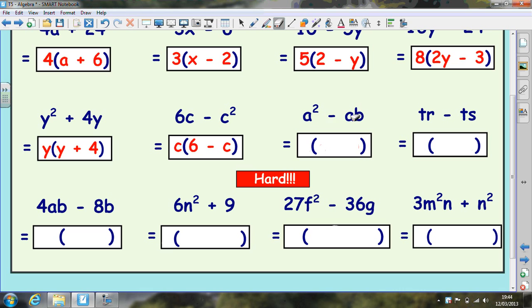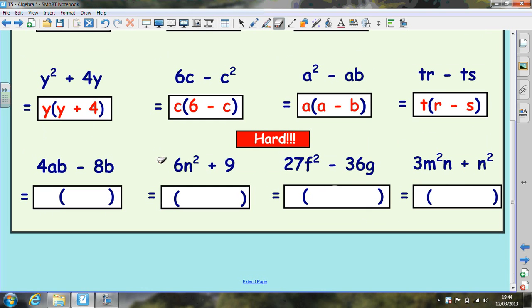Next one, you can take a common factor of a because a is in both parts. So a times what makes a squared? Well, that's a. Take away, and a times what makes ab? Well, that's b. A times b makes ab. Last one in this line, t is your common factor. T times r makes tr, and t times s makes the last bit there.